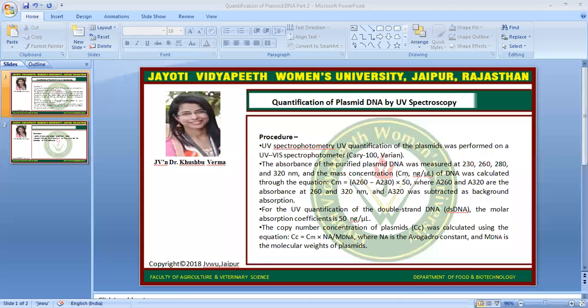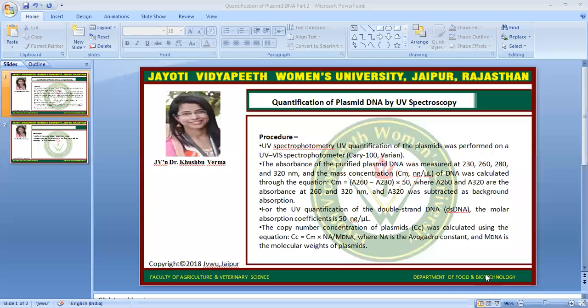So first of all, we will go through the procedure which will be followed for the quantification of plasmid DNA. There are many procedures which can be followed. We can use UV spectroscopy, we can use the real-time PCR procedure, but here we will discuss only the UV spectroscopy method for the quantification of plasmid DNA.